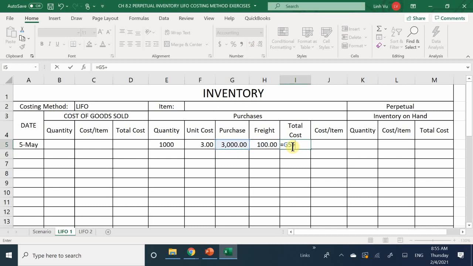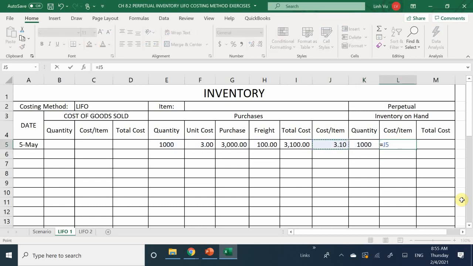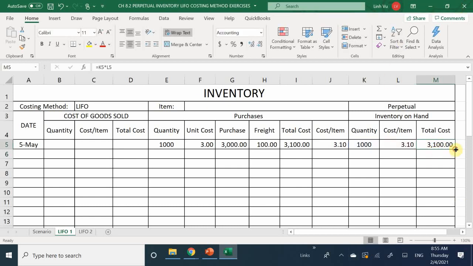3,100. And then what is my cost per item going to be? 310. $3.10. Good. So I'm going to go ahead and move this into my inventory on hand, just so then it makes it easier to keep track of, and I have an idea of how much inventory I have.